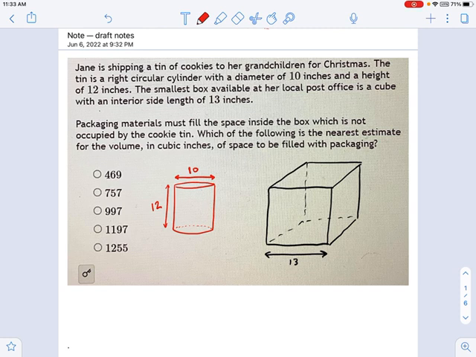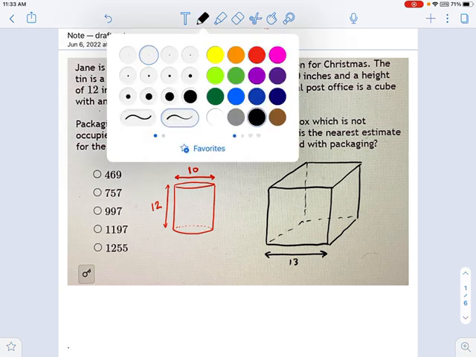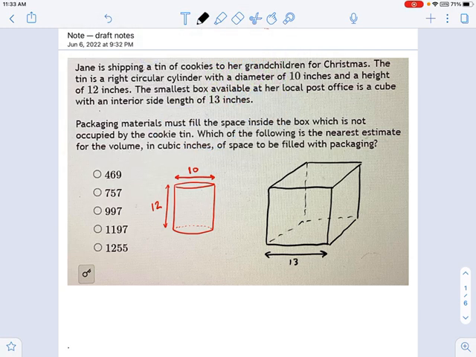What's the volume required? So in order to figure that out, the simplest way forward is just to calculate the volume of the big box, the volume of the cylinder, and take the difference. That's going to be all the air left over that needs filling. So the way we do that, start with the cube.